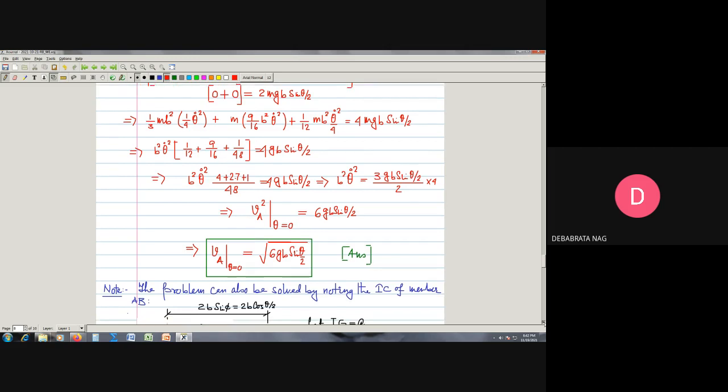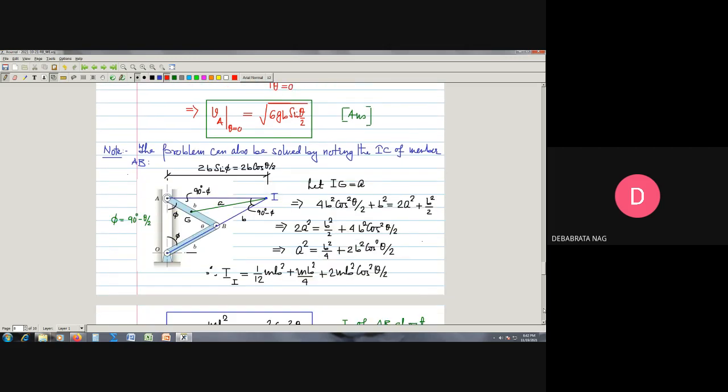The problem could also have been solved by using the instantaneous center of the member AB. See, the member OB is clearly well defined. We see that its angular velocity is half theta dot, and for this member it is also half theta dot. So these two have the same angular velocities, so we have that situation.